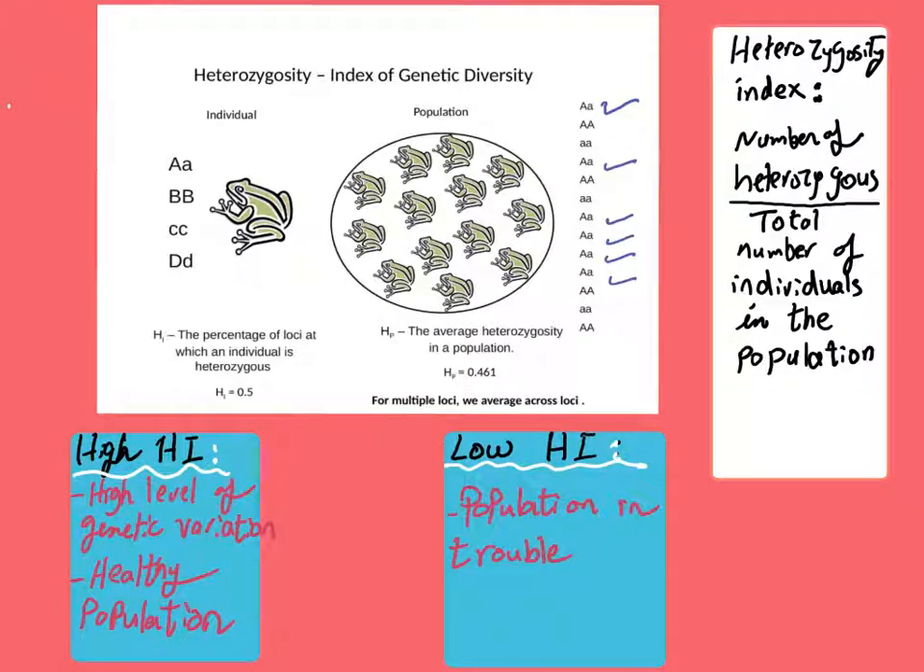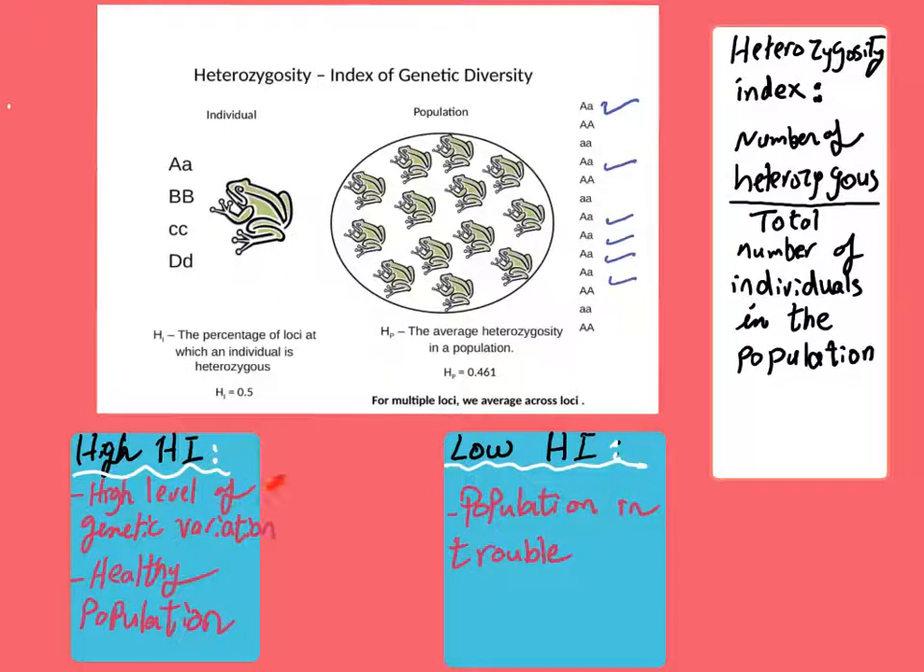Looking at the population, here we have 1, 2, 3, 4, 5, 6 heterozygous individuals. So the average heterozygosity in this population, you will divide the number of heterozygous individuals over all, so you will get 0.461. What does a high heterozygosity index mean?